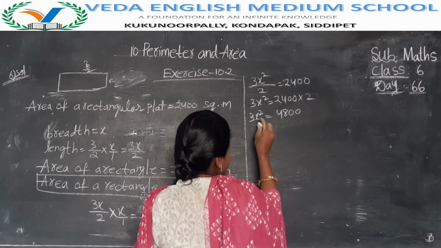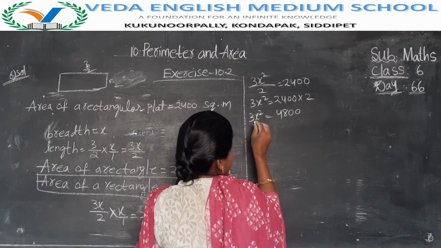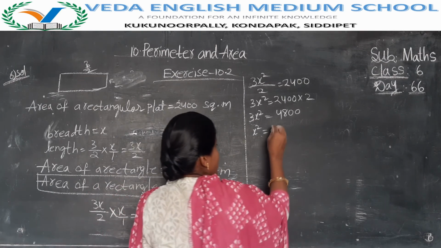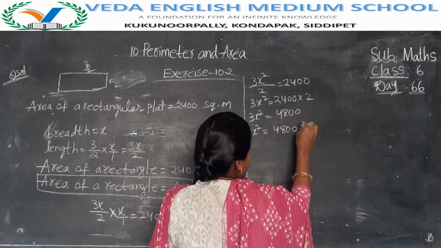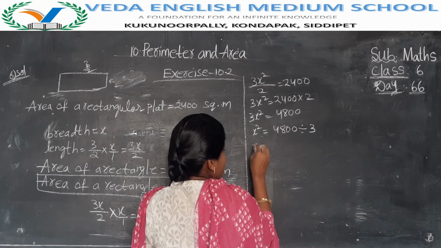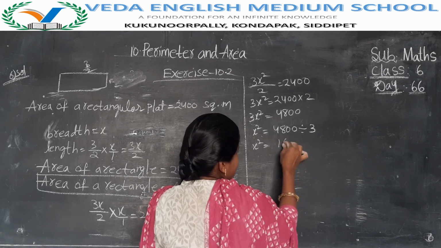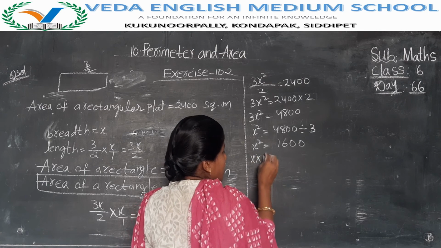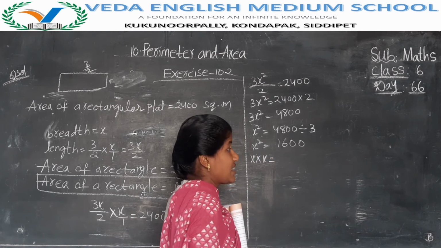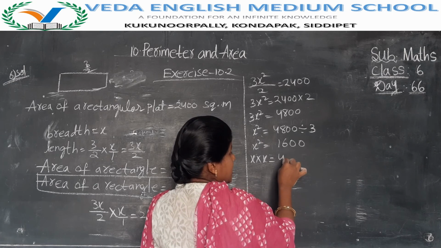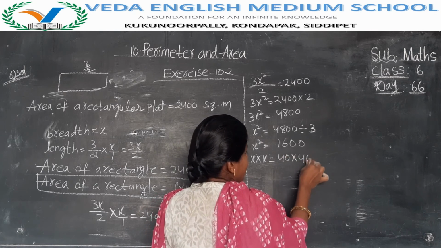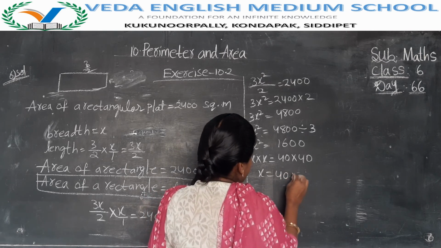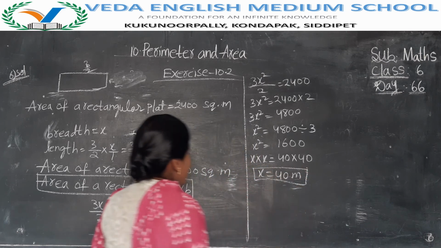So we need to find the value of x. Then x square is equal to, now 3 is in multiplication on the LHS, when it goes to the RHS it becomes division: 4800 divided by 3. 3 times what gives 48? Yes, 16. 3 sixteens are 48, 3 zeros are 0, 3 zeros are 0. We can write x square as x into x. Multiplying which two same numbers will we get the answer 1600? 4 fours are 16, at the same time 40 forties are 1600. So the value of x is 40 meters.